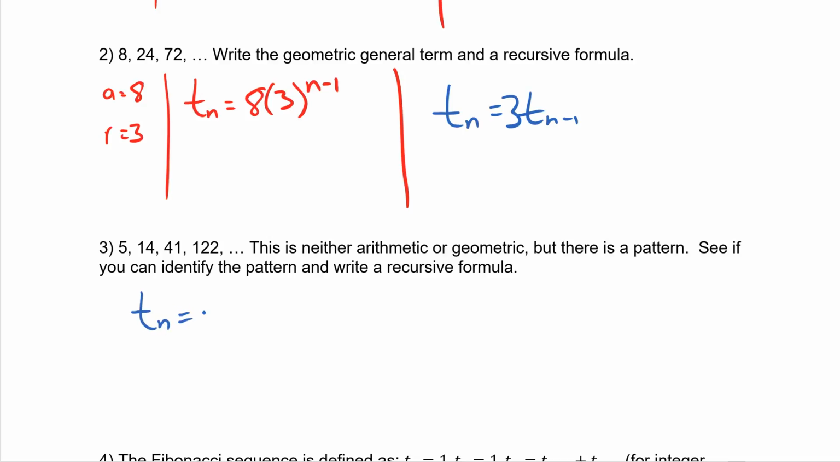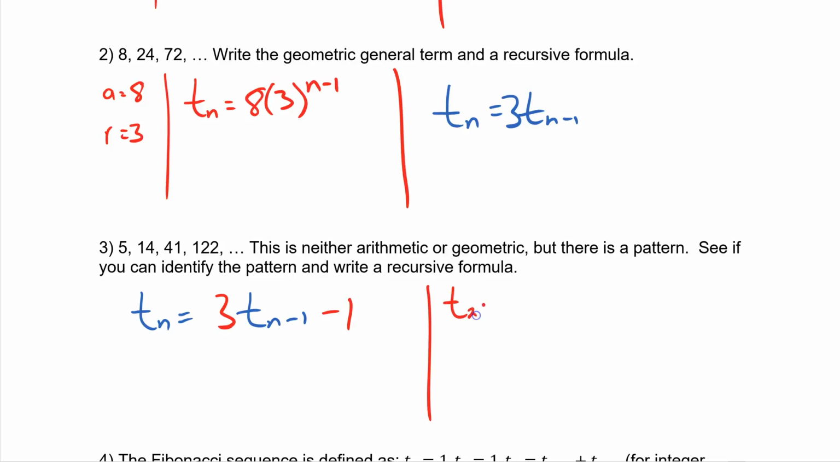So what the pattern is, to figure out whatever term it is we're trying to do, we can take the previous term, but what we have to do is first multiply it by 3 and then subtract 1. Now this works if you take a look.